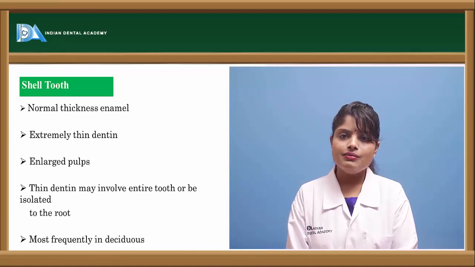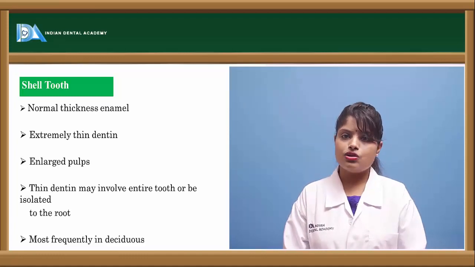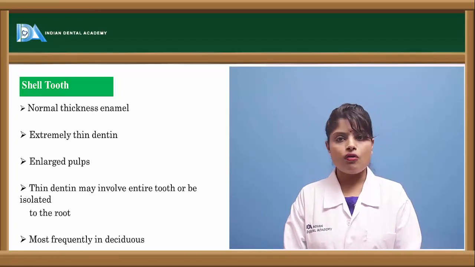So these were the anomalies of the primary and permanent teeth which I have discussed, and the properties of each.